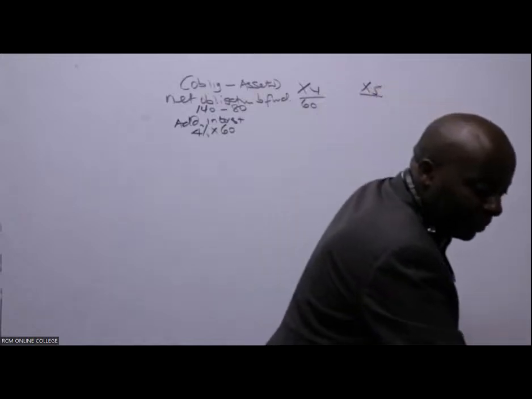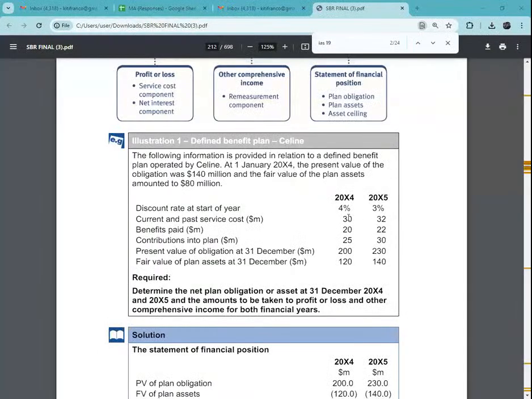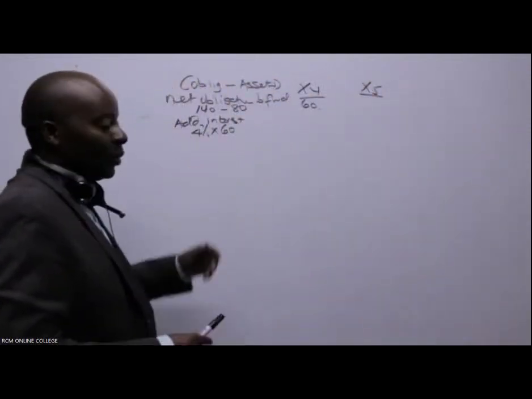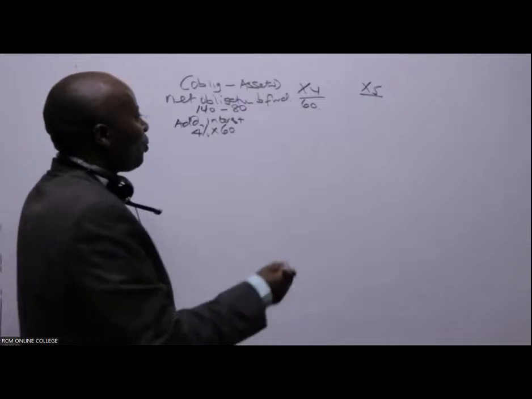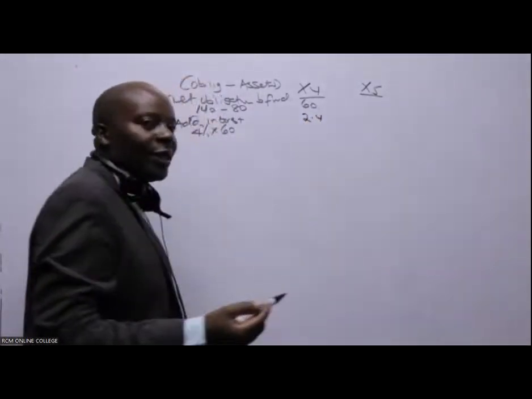The 4% is coming from here. My good students, you can see here we have the discount rate at the start of the year 2014 is 4%. So is there somebody who is able to give me this 4% of 60? It gives me 2.4.